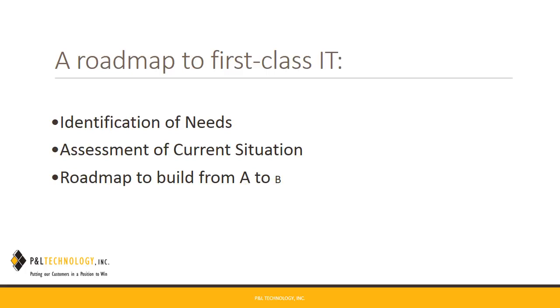And then the third step, after you've identified where you're at, where you would like to be, and where you're at today, is then to build a roadmap to get from point A to point B. So now that we've laid out the roadmap, let's take a look in detail at each one of the steps in that process that we found works very well.